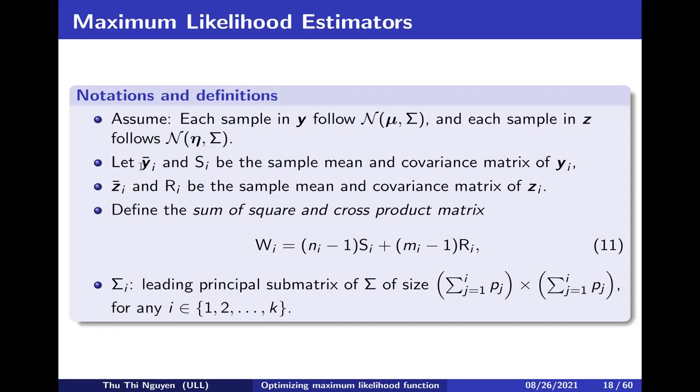And now let Yi bar and Si be the sample mean and sample covariance matrix of Yi, and Zi bar and Ri be the sample mean and sample covariance matrix of Zi. And we define the sum of squares and cross product matrix Wi as in equation 11. Next, let sigma i be the leading principal submatrix of sigma of size sum of pj times sum of pj, for any i in 1 to k.